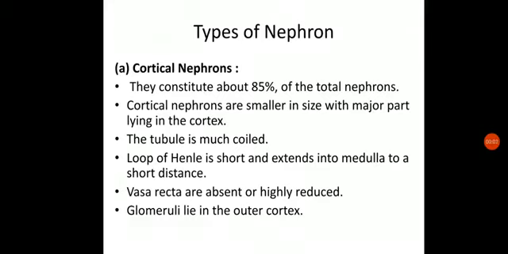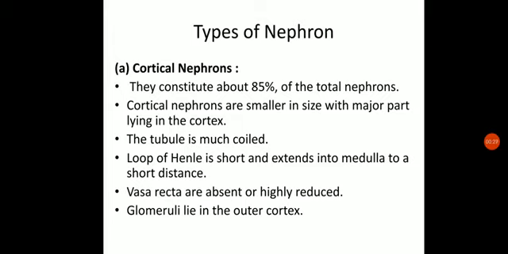Okay, so we are done with the structure of the kidney and the different parts of the urinary system, that is the ureter, urethra, and urinary bladder. Now we will be starting with the structural and functional unit of the kidney, that is the nephron. The nephron is the part of the kidney responsible for carrying out the functions of the kidney, that is filtration, osmoregulation, absorption, reabsorption, all that.